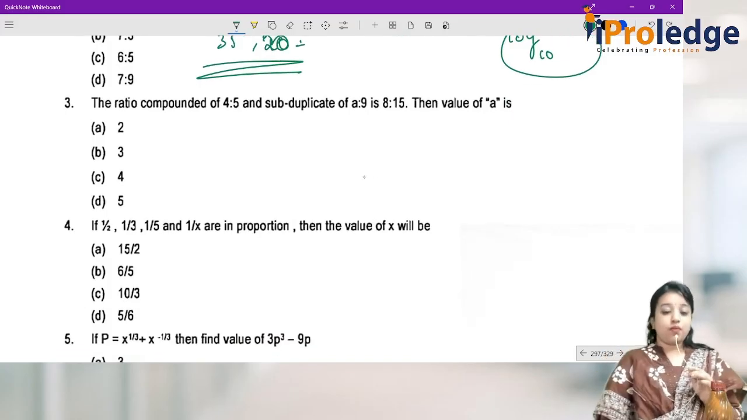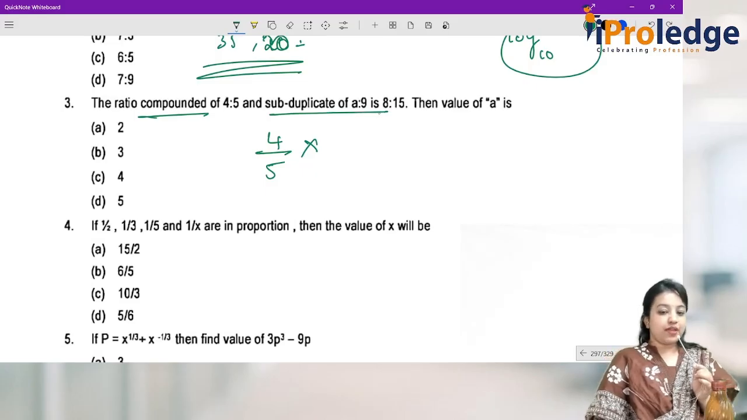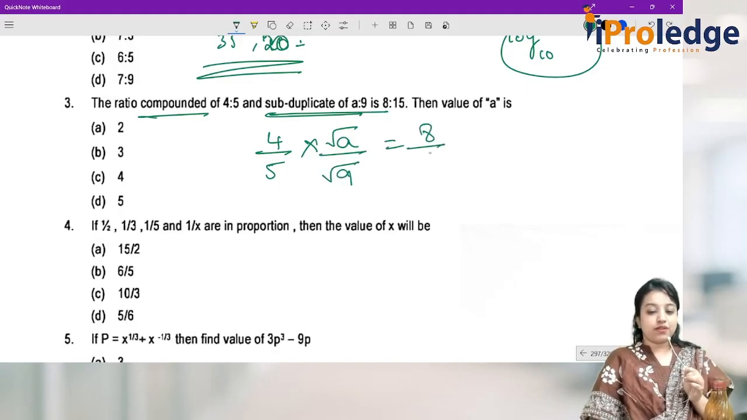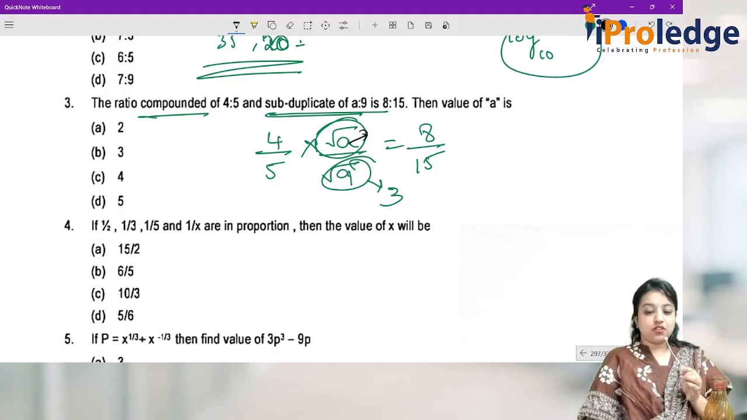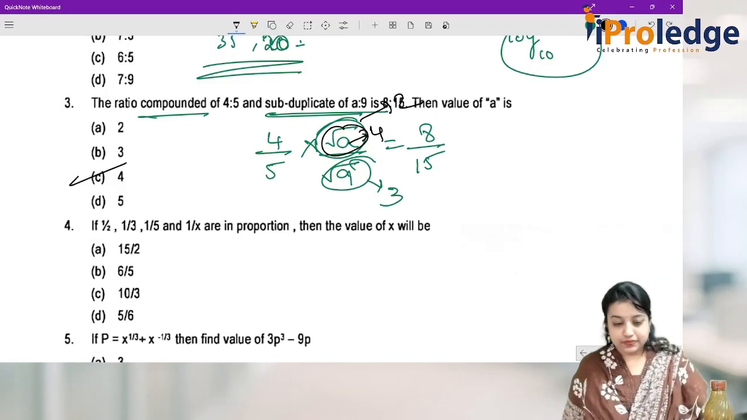Third one. Compounded means multiplication. 4 by 5 into subduplicate of a by 9. Subduplicate means square root of a divided by square root of 9, which will be equal to 8 by 15. What is square root of 9? So if a value is 4, square root of a will become 4. So a value is 4.